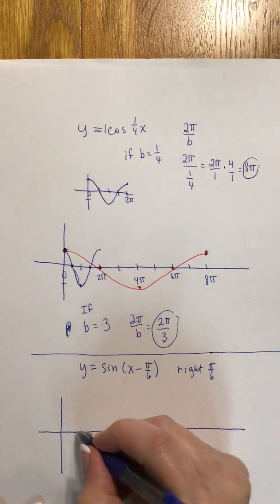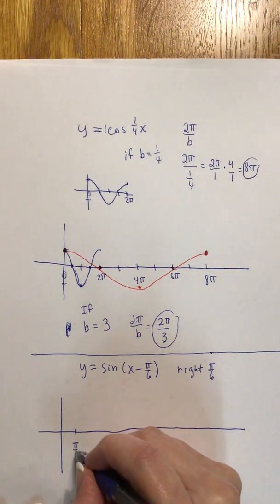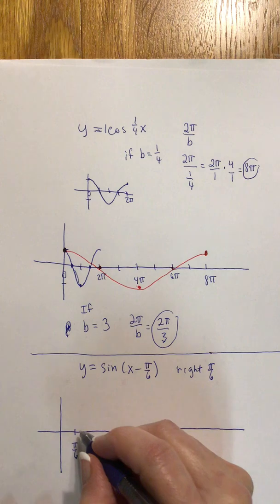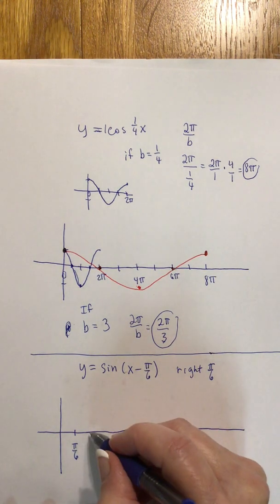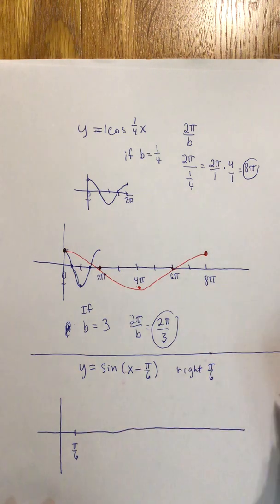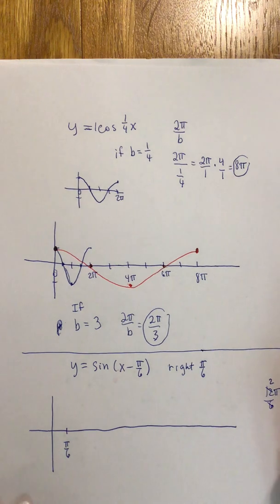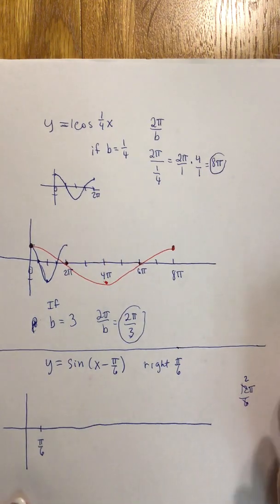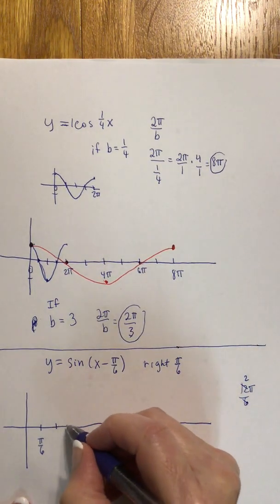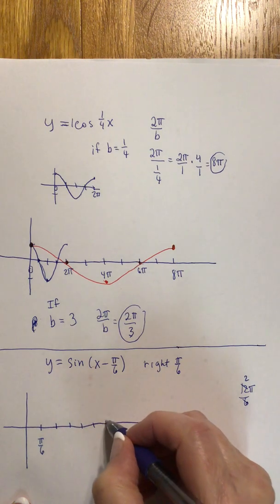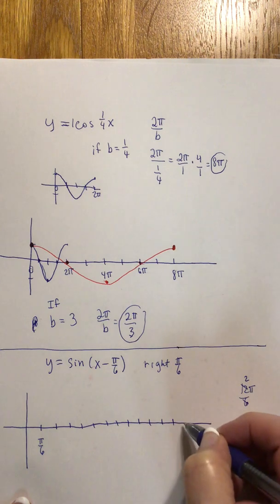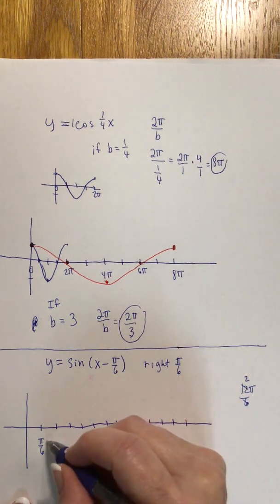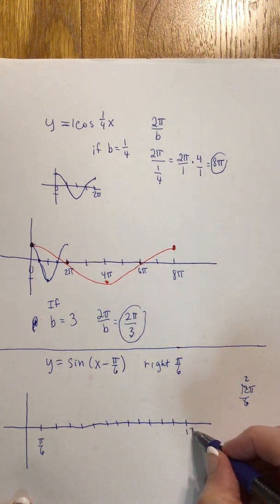So if I'm going right pi over 6, that's pi over 6. But then now I have to create the 2 pi to go to the end. So I'm going to go 12 pi over 6, right? 12 pi over 6 would make 2 pi. So 1, 2, 3, 4, 5, 6, 8, 9, 10, 11, 12. So this would be 1 plus 12 would be 13 pi over 6.